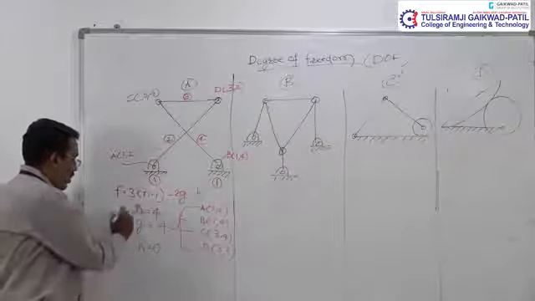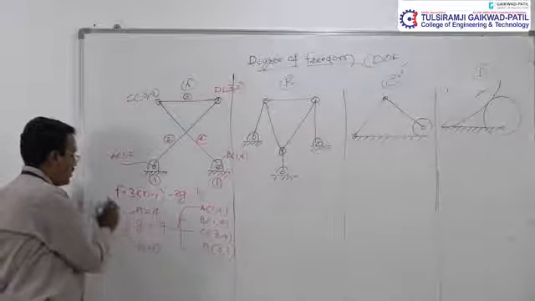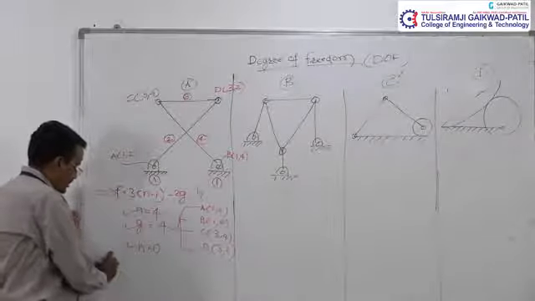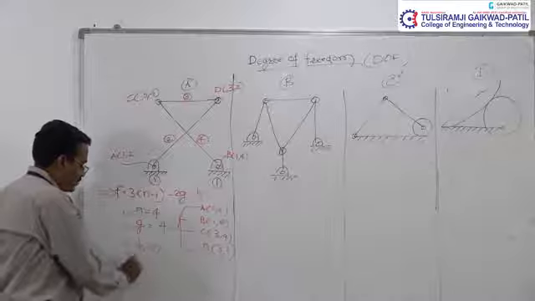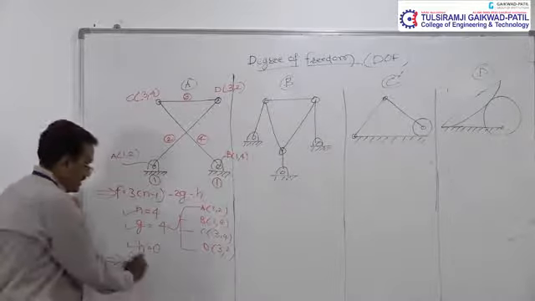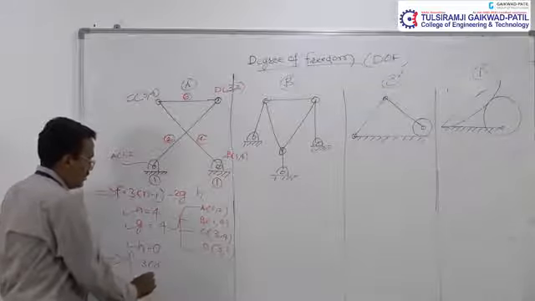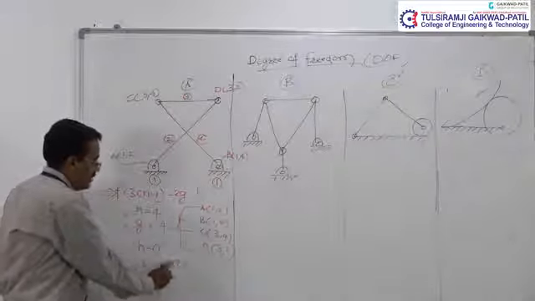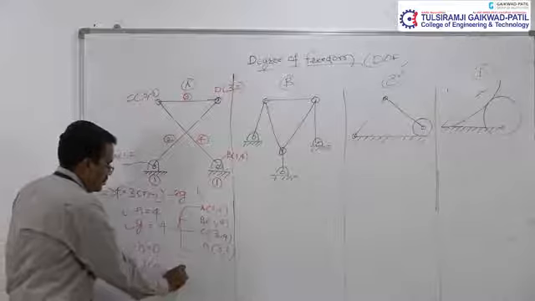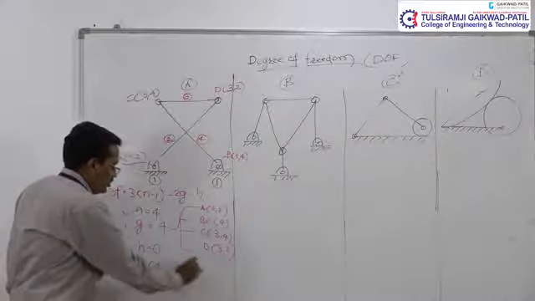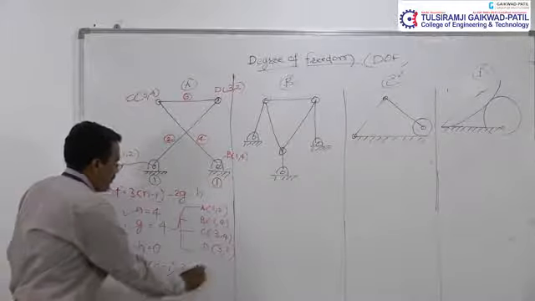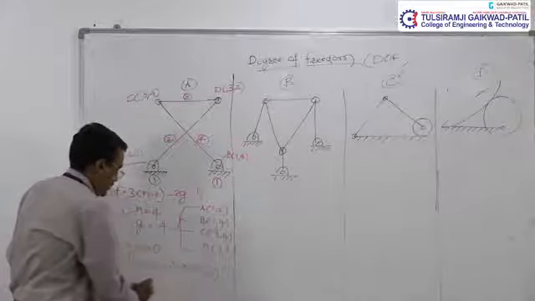In this way all these values are put in the equation. So the equation F is equal to 3 times (n minus 1), where n is equal to 4, then minus 2g, where the value of g is equal to 4, and the value of h is equal to 0.